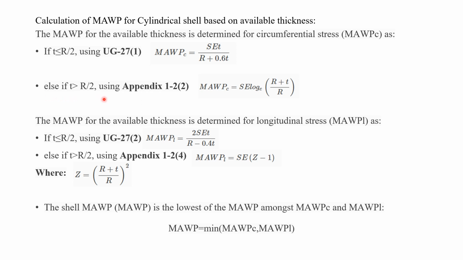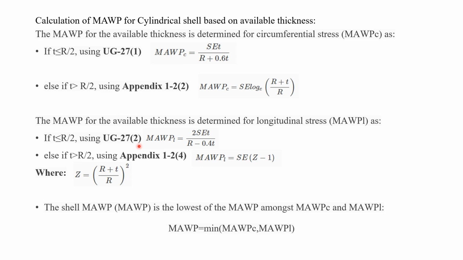And if your t is more than R by 2, in that case you have to use Appendix 1-2. So MAWP_C will be S E log_e of (R plus t) by R. Okay. And then again, for the longitudinal stress, if t is less than or equal to R by 2, in that case you will use UG-27.2.